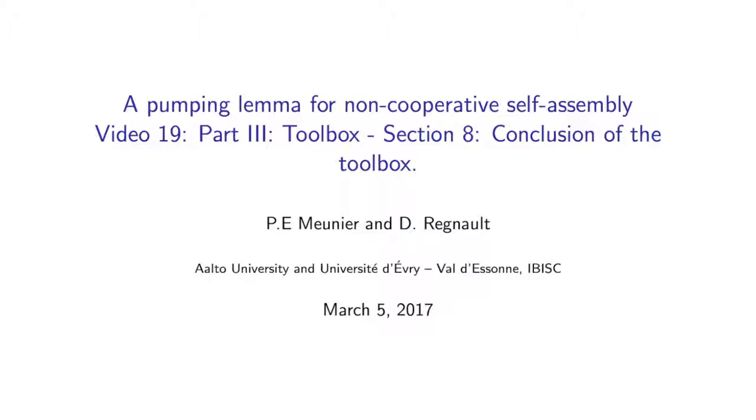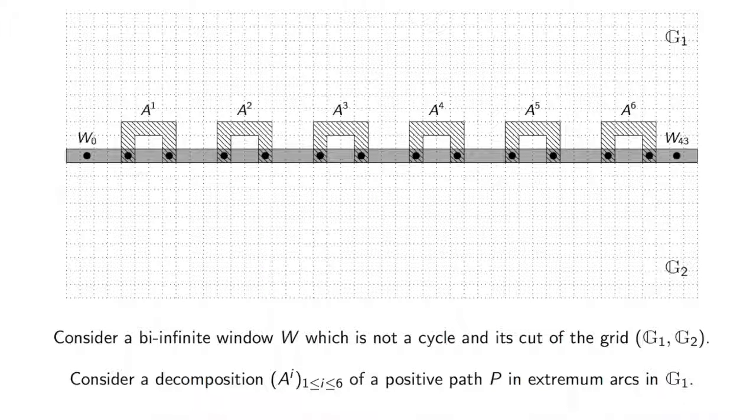This is video 19. In this video, we conclude the toolbox by proving that the decomposition of a positive extremum path is always positive. Consider a simple B-infinite window W which is not a cycle. This window is in gray. The graphs G1 and G2 are the cut of the grid associated to this window.